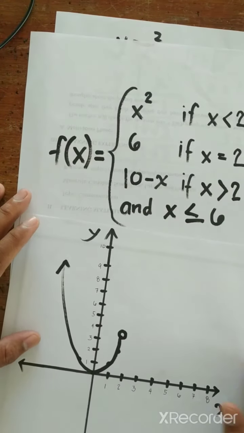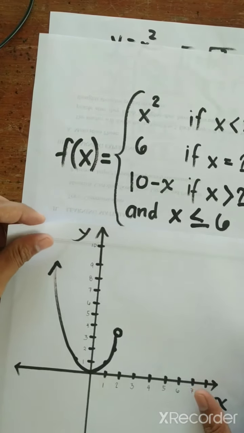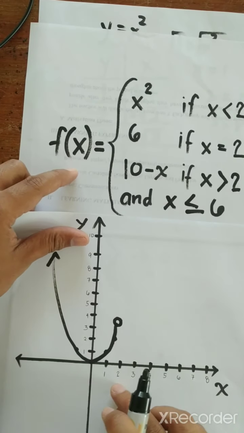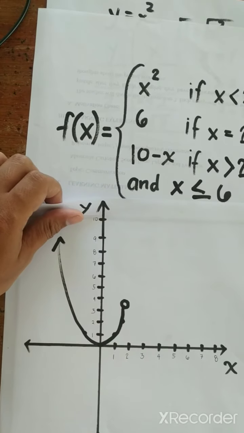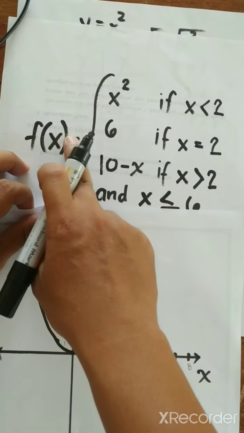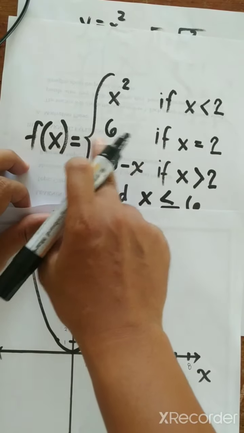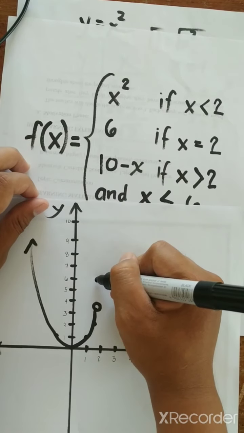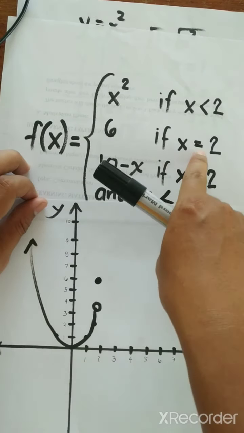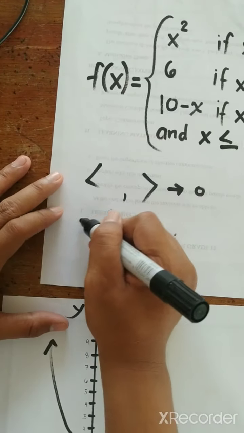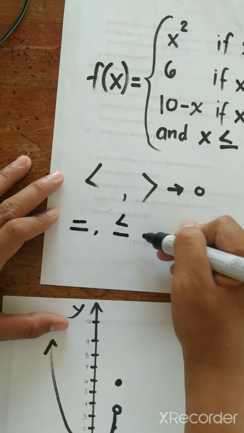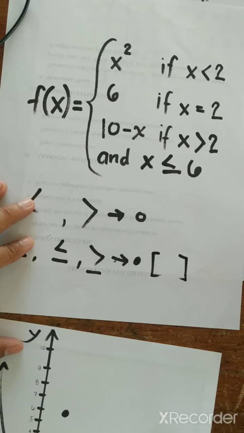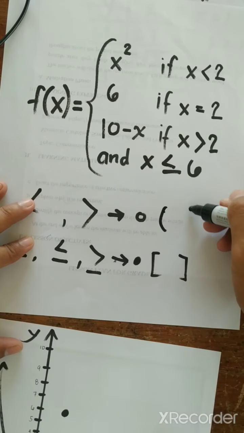So my x would be just 6, right? For our second function here, we have if x equals 2, our function is 6. So we have 2 here, and we will rise up to 6, and that will be a solid one because it is equal. If we have these signs, less than or equal to, greater than or equal to, it will be a solid dot, while the signs without equality are for the open dot.